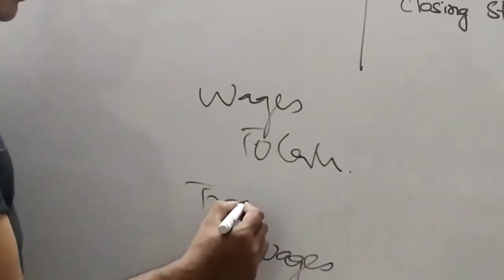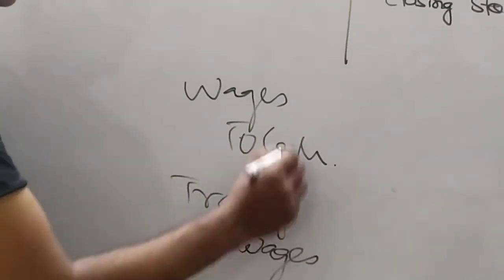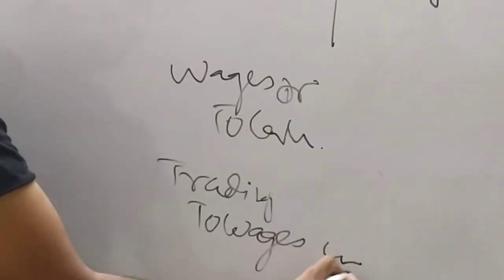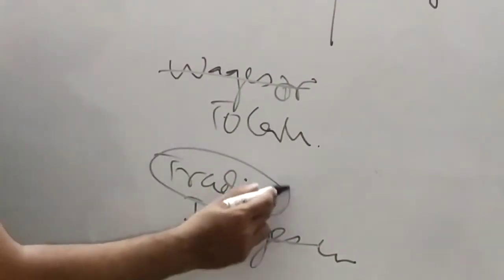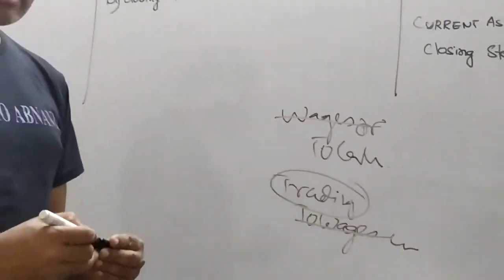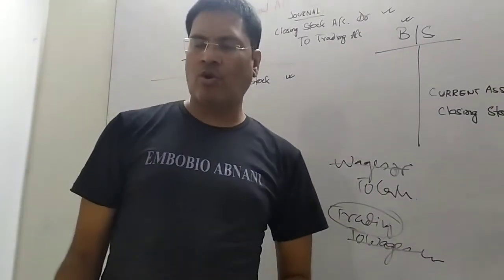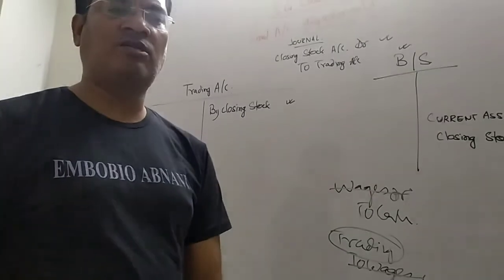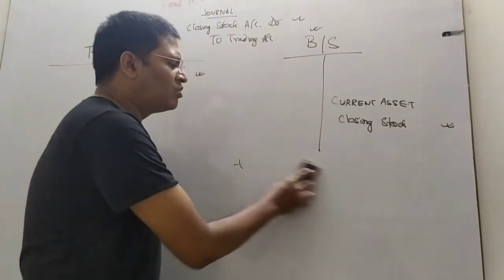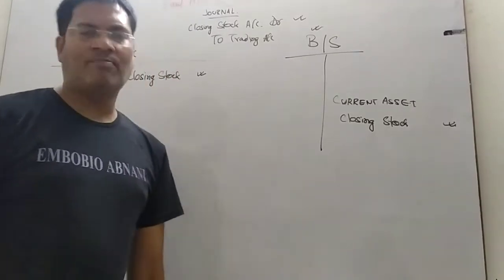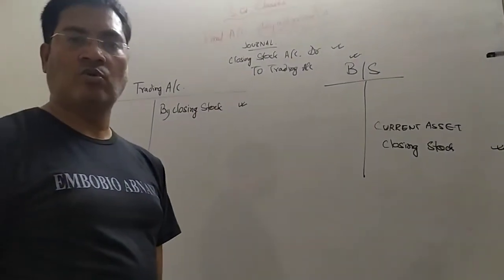You see, trading to wages. So wages which was debited before, to close it we have credited it. So it is closed in the trading account. That means whatever has been debited gets closed in the final accounts in the opposite way. Debited things will be closed on the credit side and credited things will be closed on the debit side. Now we shall proceed with our first adjustment, that is closing stock.